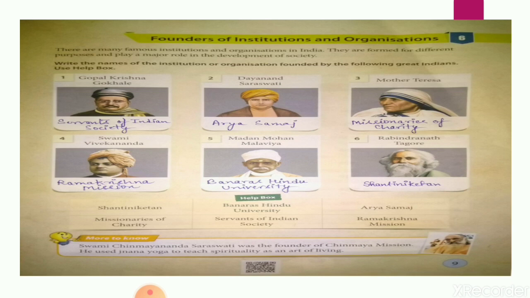Then sixth one you can see is Rabindranath Tagore. He founded Shanti Niketan on 22nd December 1901 with 5 students, including his eldest son, and an equal number of teachers. He established Shanti Niketan because he thought that education should be provided in nature so students could understand the topic better. So this is all about this chapter.